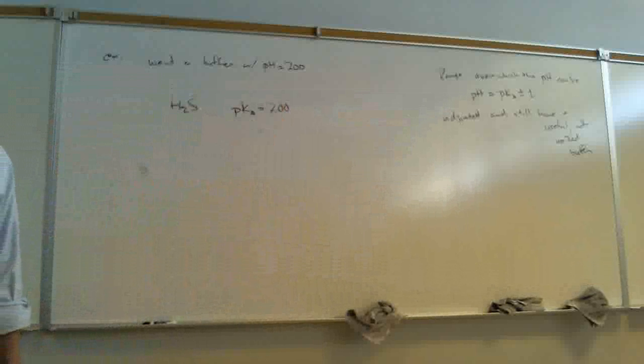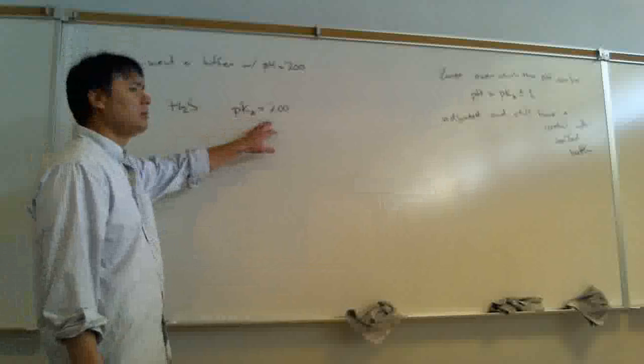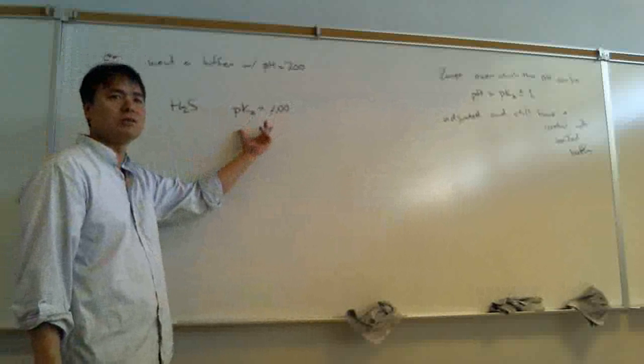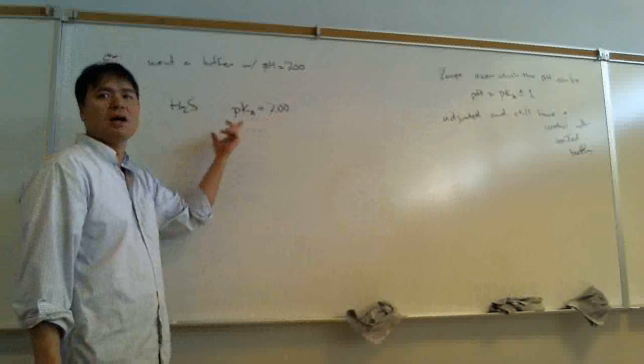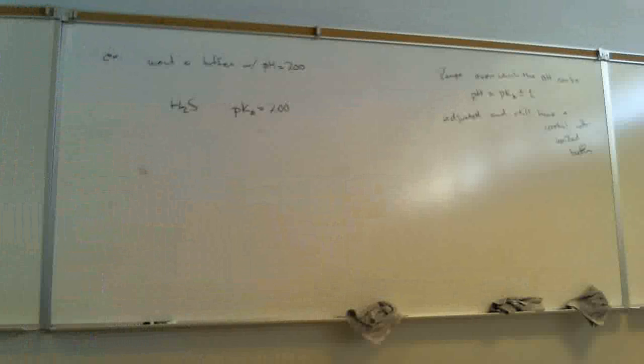And so that means I just have to mix H2S and its conjugate base. What's the conjugate base of H2S? HS minus, in a 1-to-1 ratio. If I mix those in a 1-to-1 ratio, then the pH is equal to pKa plus the log of the ratio. The log of the ratio is 0, so the pH is just equal to the pKa. And so H2S is the perfect acid for this. Or it appears to be the perfect acid for this, but it isn't.